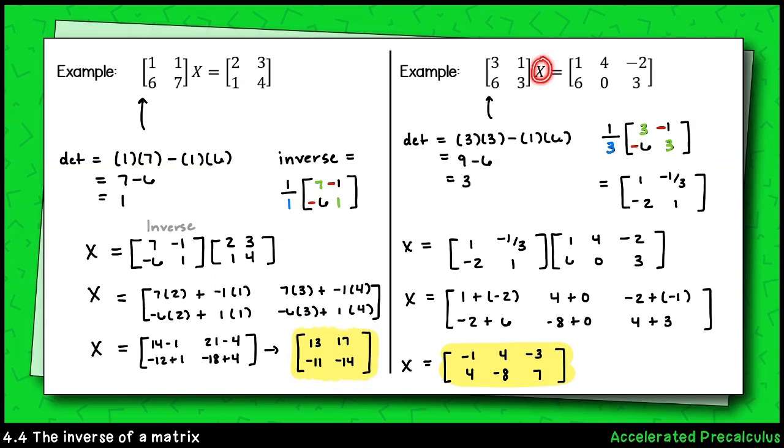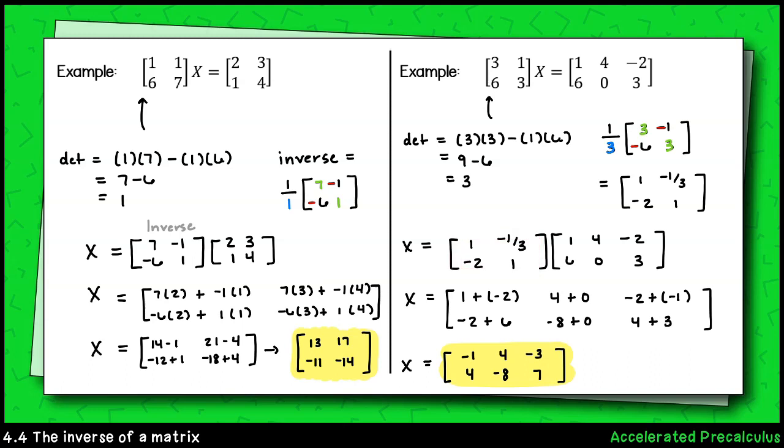Looking on the right, we have the same situation. I want to define matrix X. To do this, I need to multiply both sides of the equation by the inverse of this matrix on the far left. We'll start by finding the determinant. That'll be 3 times 3 minus 1 times 6, or 9 minus 6, which is 3. Next, we will use the reciprocal of the determinant as a scalar. That's 1 over 3. And I'm going to swap the entries A and D in my original matrix and reverse the signs of B and C. Our inverse matrix will have the entries 1, -1/3, -2, and 1.